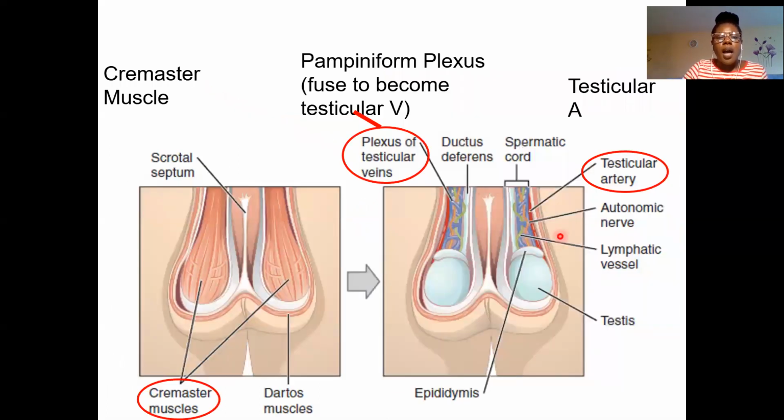Okay. Two other additional structures here. The cremaster muscle is surrounding the testes. It's also going to be found in females, but to a much lesser extent. It's much more prominent in males.